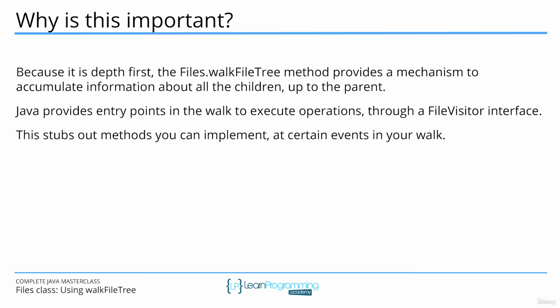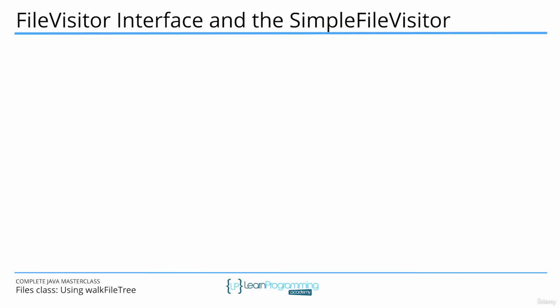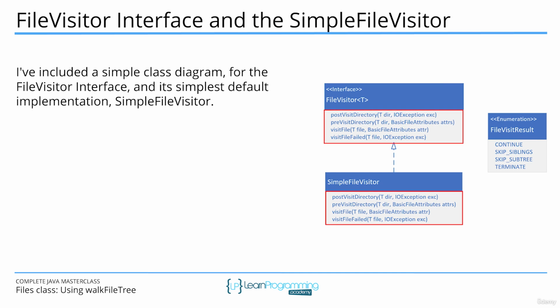This stubs out methods you can implement by overriding them at certain events in your walk. These events are before visiting a directory, after visiting a directory, when visiting a file, and at the point of a failure to visit a file. On this slide, I've included a simple class diagram for the FileVisitor interface and its simplest default implementation, SimpleFileVisitor. Here you can see the methods that correspond to those critical points in the walk.